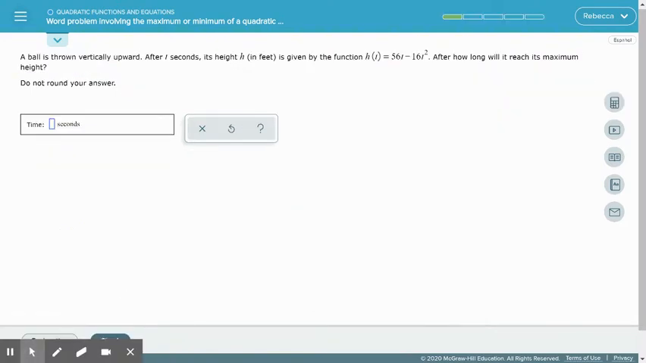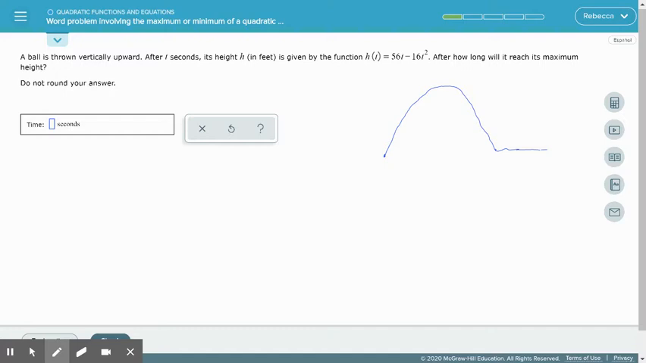All right, so in our next situation, a ball is going to be thrown vertically upward. So that's just thinking about a person standing here, and they're just going to throw a ball in the air, and it's going to go up, and then it's going to come back down and land on the ground and probably bounce a little bit and then go flat. So after t seconds, its height is given by this function. So the height will equal 56t minus 16t squared. And after how long will it reach its maximum height?